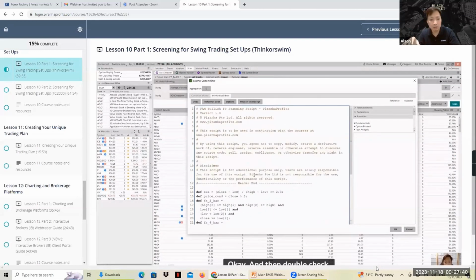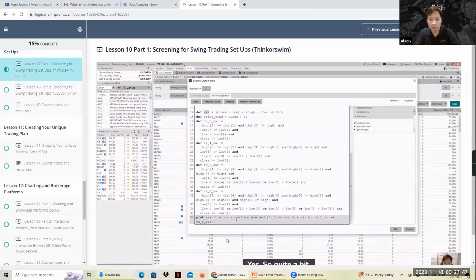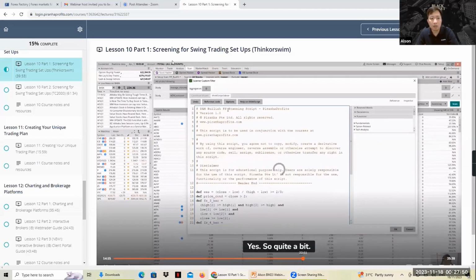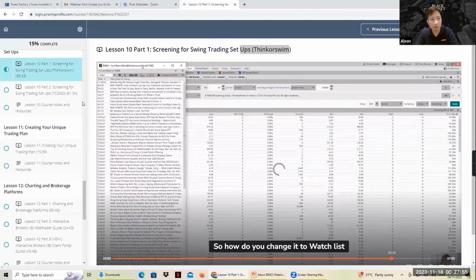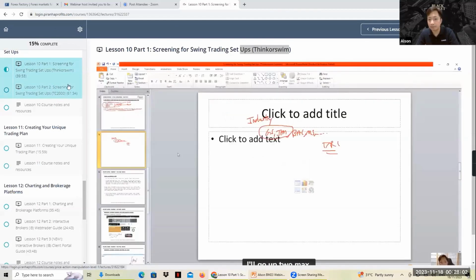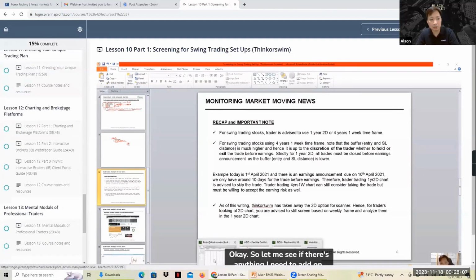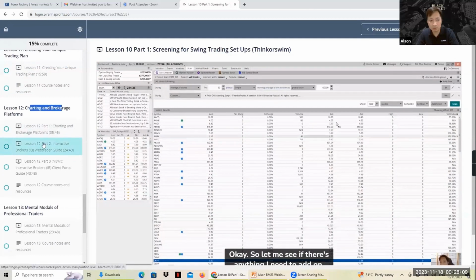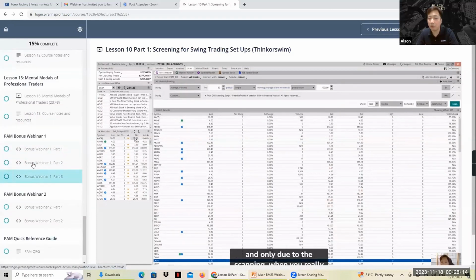Understand, guys? You don't need to know how to build a car. You just need to know how to drive the car. So I'm going to teach you how to do that here in the screening lessons, for those of you who still have access to TradingView or Thinkorswim. And if you are using TC2000, there's also a scanning lesson here for TC2000. You also learn how to do your unique trading plan, charting, and the brokerage platform for Interactive Brokers. It's very comprehensive, with mental models. And you can review some of the bonus webinars that we have covered before.